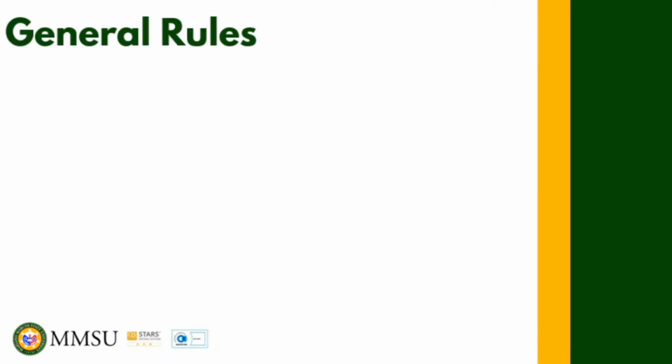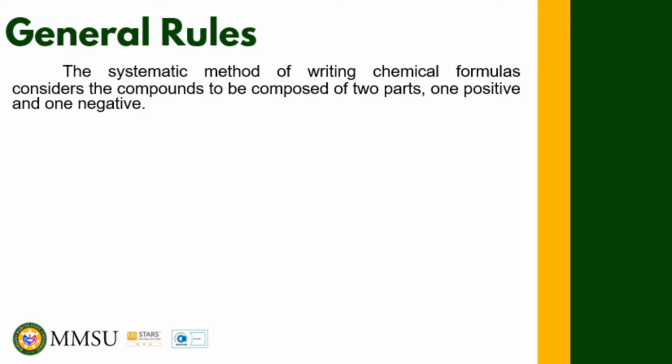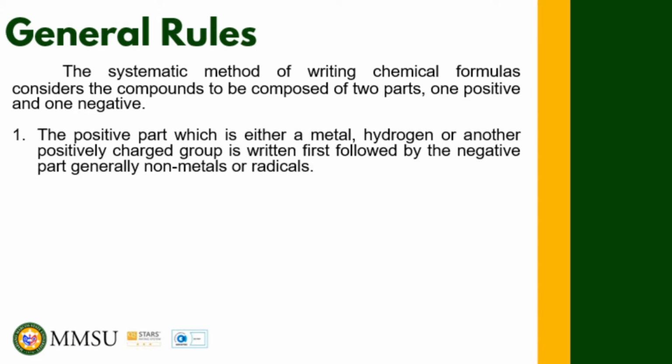So, general rules in writing chemical formulas. The systematic method of writing chemical formulas considers the compounds to be composed of two parts, one positive and one negative. Number one, the positive part, which is either a metal, hydrogen, or another positively charged group, is written first, followed by the negative part, generally nonmetals or radicals.